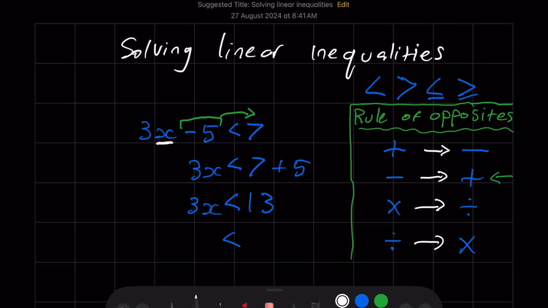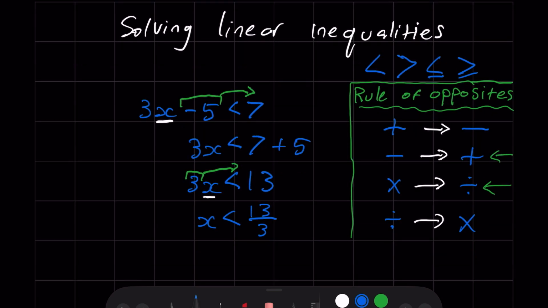One final step, we want to isolate this x still, so we've got this 3 that needs to go. So we want to move the 3 over to the other side. This 3 is multiplying with the x, so the opposite of multiplication is division. So when we move it over, we will divide. So we'll write x is less than 13 divided by 3. So that is the answer to that question.